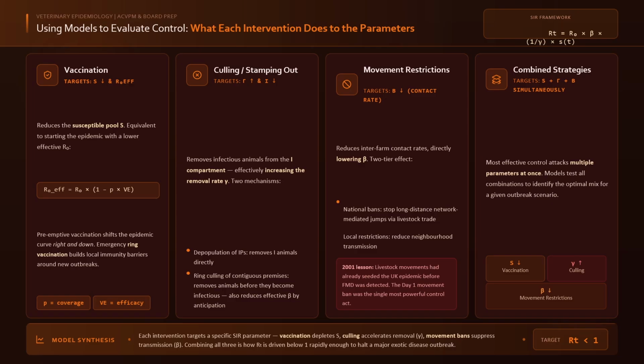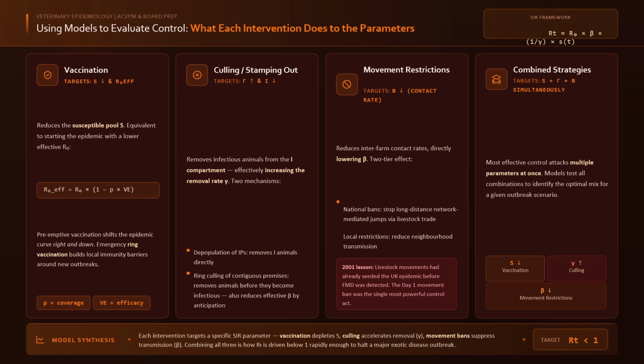Let's connect each control measure back to the model because every intervention targets a specific SEIR parameter. Vaccination reduces the susceptible pool, S. It's equivalent to starting the epidemic with a lower effective R0. Emergency ring vaccination builds local immunity barriers around new outbreaks. Culling raises the removal rate, gamma, by taking infectious animals out directly through depopulation of infected premises and preemptive ring culling of contiguous farms. Movement restrictions lower the contact rate and therefore beta.